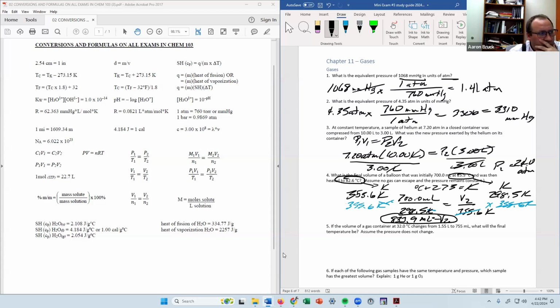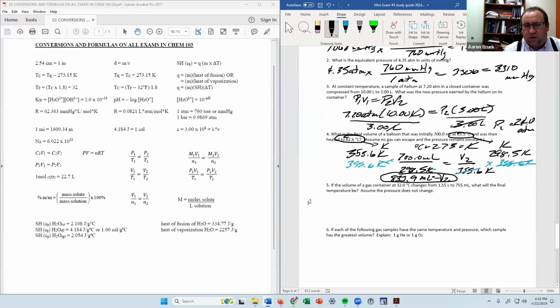And again, the question you always want to ask with problems like this is, does it make sense? Does this seem to fit? We raise the temperature. We should expect the balloon to expand. And it shows that it is expanding. So at the very worst, we're heading in the right direction.